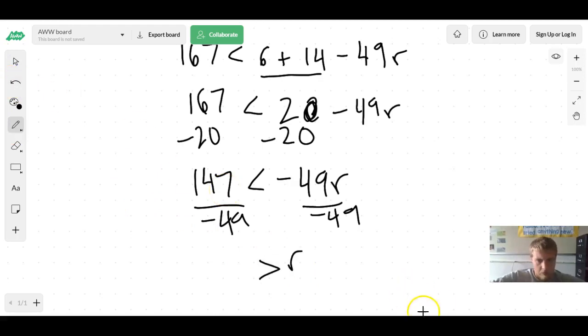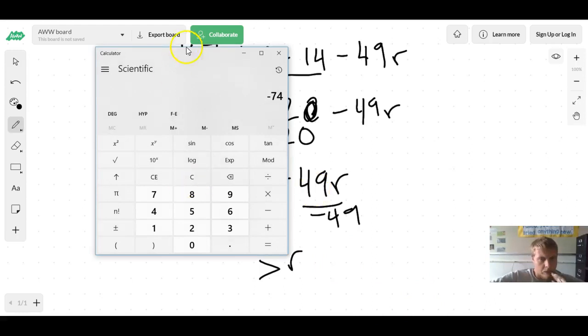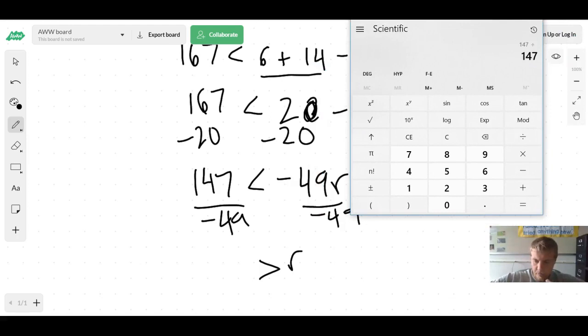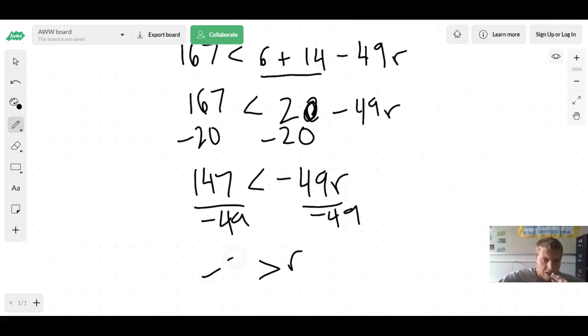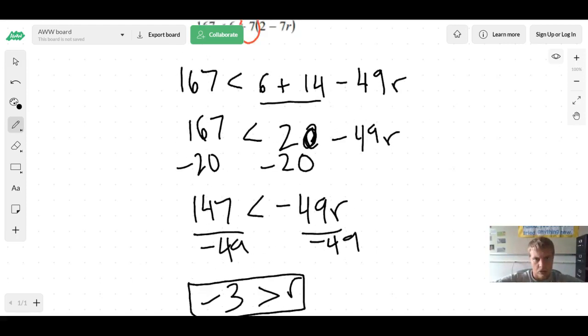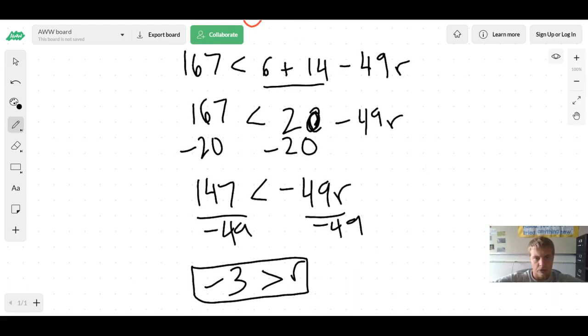is greater than, because we got to switch the sign around, so 147 divided by 49, negative 3. So negative 3 is greater than r. So what you want to make sure that you're doing with all these things is just make sure as you go through, you solve it like normal, just like we've done with all the equations. But anytime we divide by a negative number, it ends up flipping the sign.